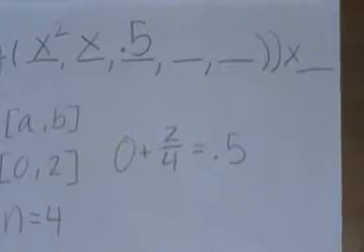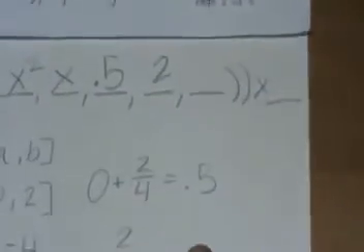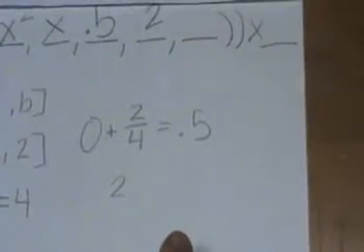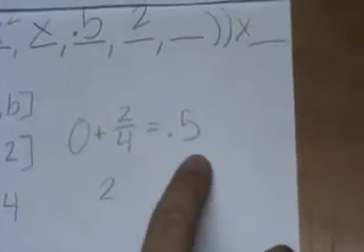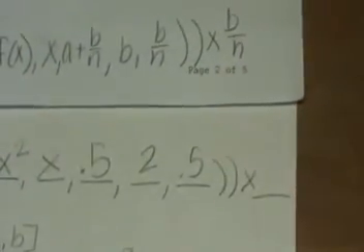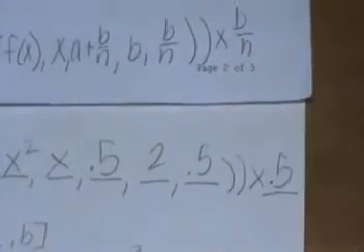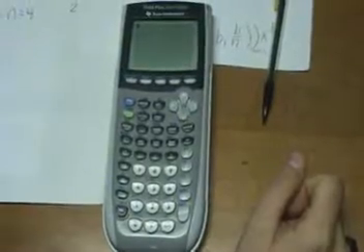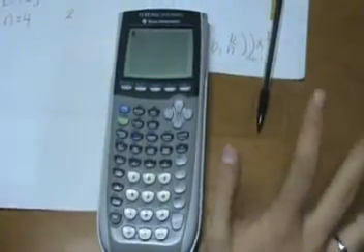Your next blank is b, or 2. The next blank is again b over n, or 2 over 4, which equals 0.5. You end the parentheses and multiply by b over n, which is 0.5 again. Now it's time to move to the calculator to finish the problem.